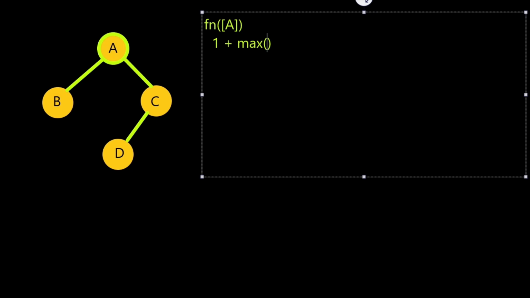We're gonna get the max of each. So it's gonna be the call on the left child and the right child. In this case, it's C. Let's see if we can change the color so we can actually see this better.